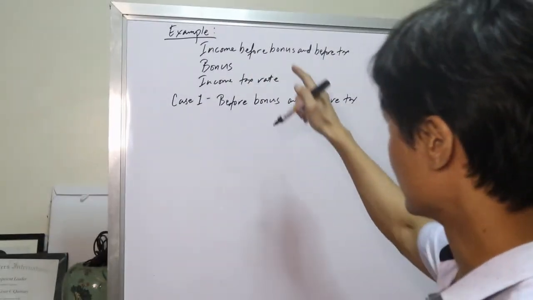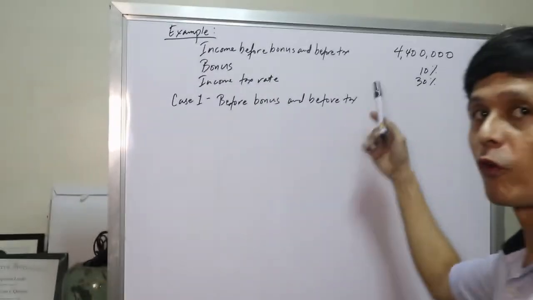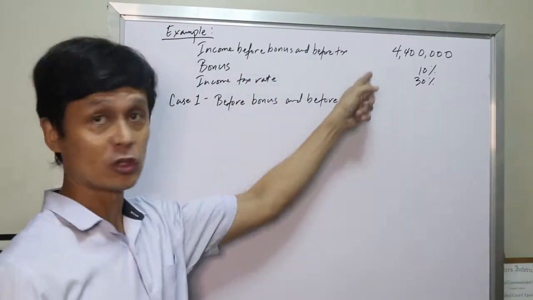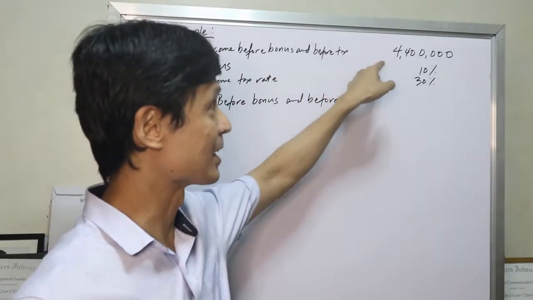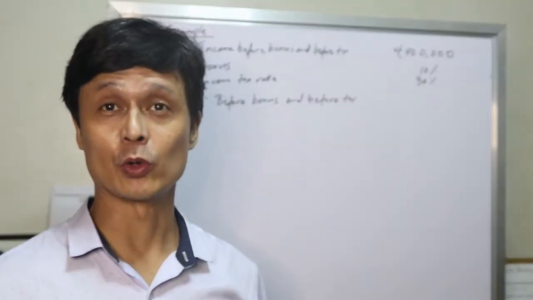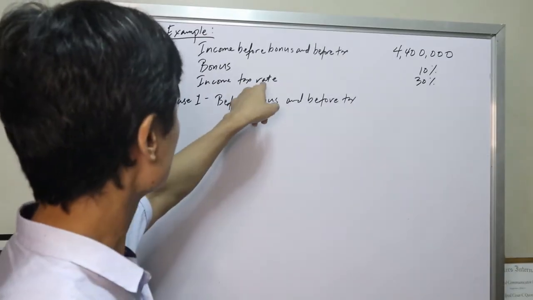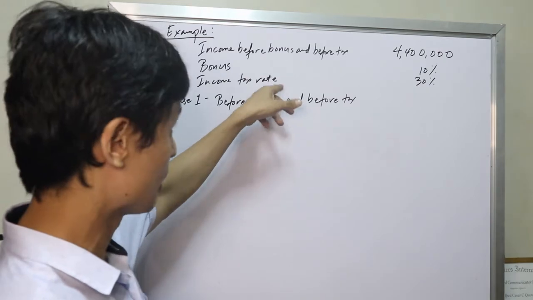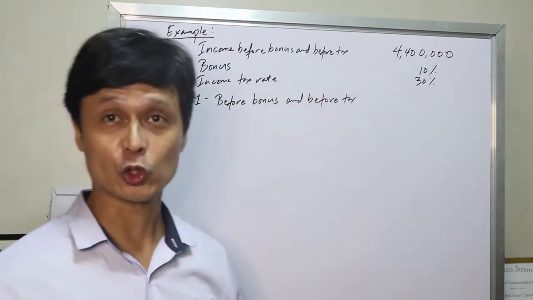So let's take up this example. Income before bonus and before tax is 4,400,000. So kita natin dito, 4,400,000. And then yung bonus is 10% raw nitong income na yon, no? So depende kung ano yung case na yon. And yung next item which part of the data is income tax rate is 30%.